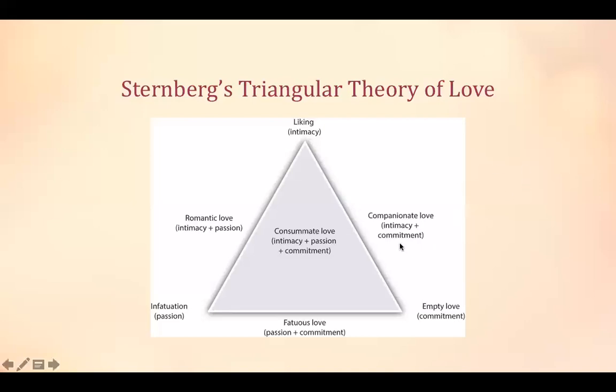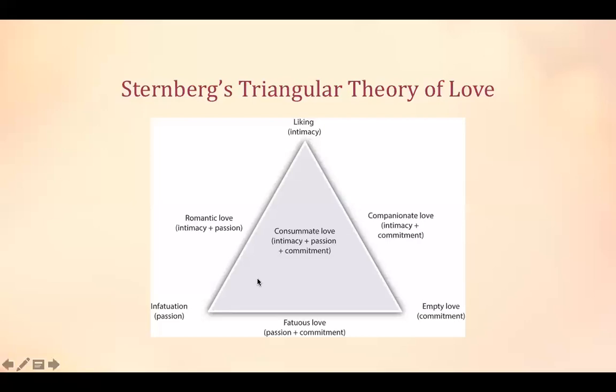Now, what if two people have intimacy plus commitment? So in this example, they have emotional closeness and they are committed to each other. This is called companionate love. An example of that would be a sexless marriage, but the couple, they're still close and they still care about each other, but maybe the sex has kind of fizzled over time, and that's called companionate love.